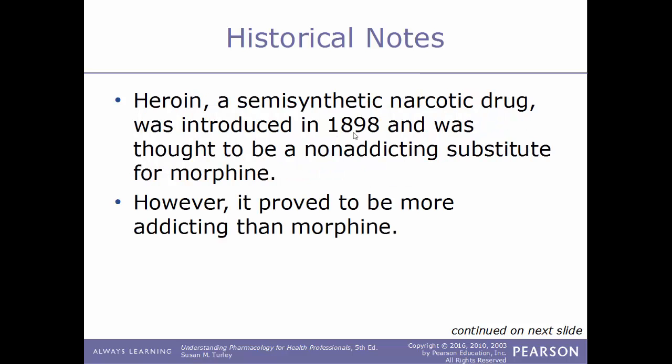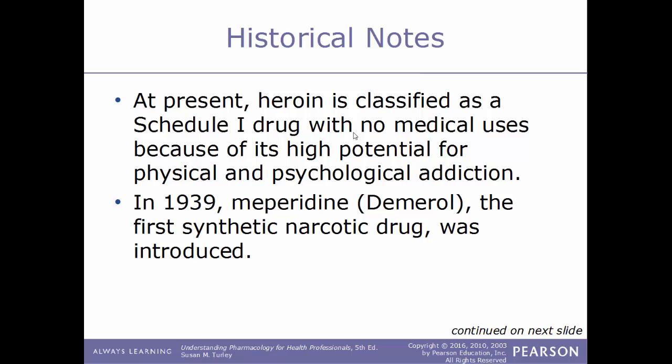Now, heroin, a semi-synthetic narcotic drug, was introduced in 1898 and was thought to be a non-addicting substitute for morphine. However, it proved to be even more addicting than morphine. At the present time, heroin is classified as a Schedule I drug with no medical uses at all because of its high potential for psychological and physical addiction.